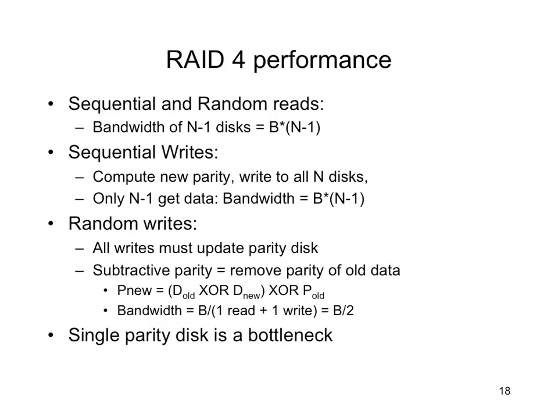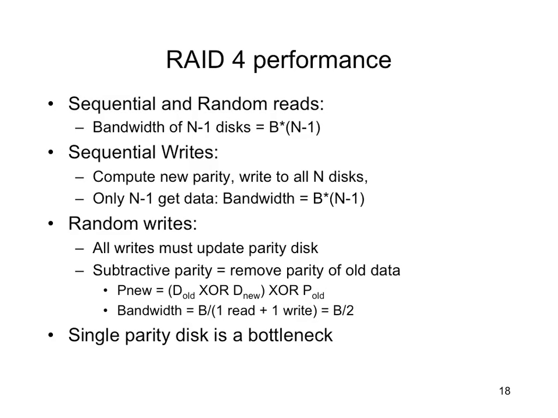So if we look at the actual performance, what happens? Well, sequential and random reads are good. We've got bandwidth n minus 1. Sequential writes, we can see here. For random writes, all the updates have to go to the parity disk. So there's another problem here, which is that fundamentally, every single write has to touch the parity disk. So if we write a single block, we always update the parity disk, right?